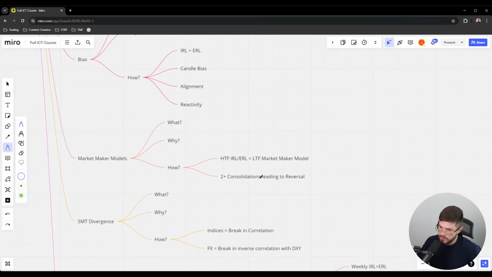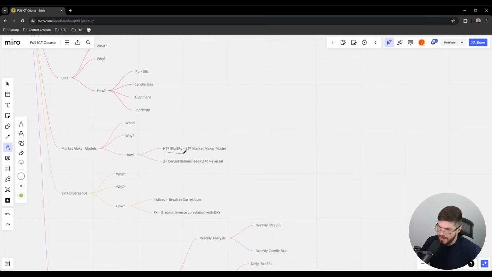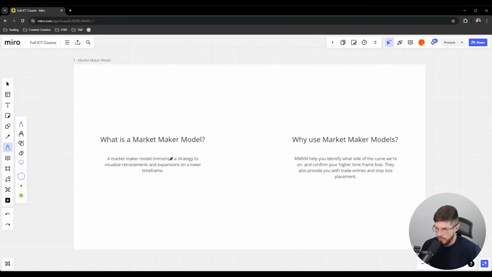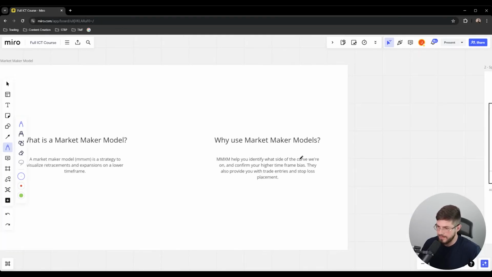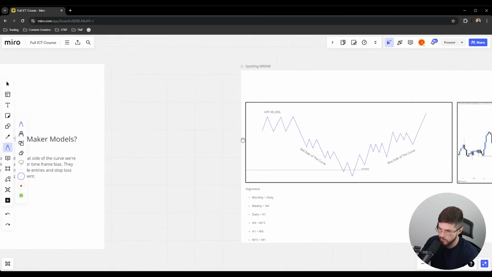Now, all it is is two consolidations leading into a reversal aligning with this. I can't stress enough how the context is the most important part, because if not, you're just trading patterns, and we are not pattern traders, okay? So market maker model is just a strategy to visualize retracements and expansions on a lower time frame. The reason we use them is they identify what side of the curve you're on and confirm your higher time frame bias. Now, they help you with trade entries and stop loss placement as well.